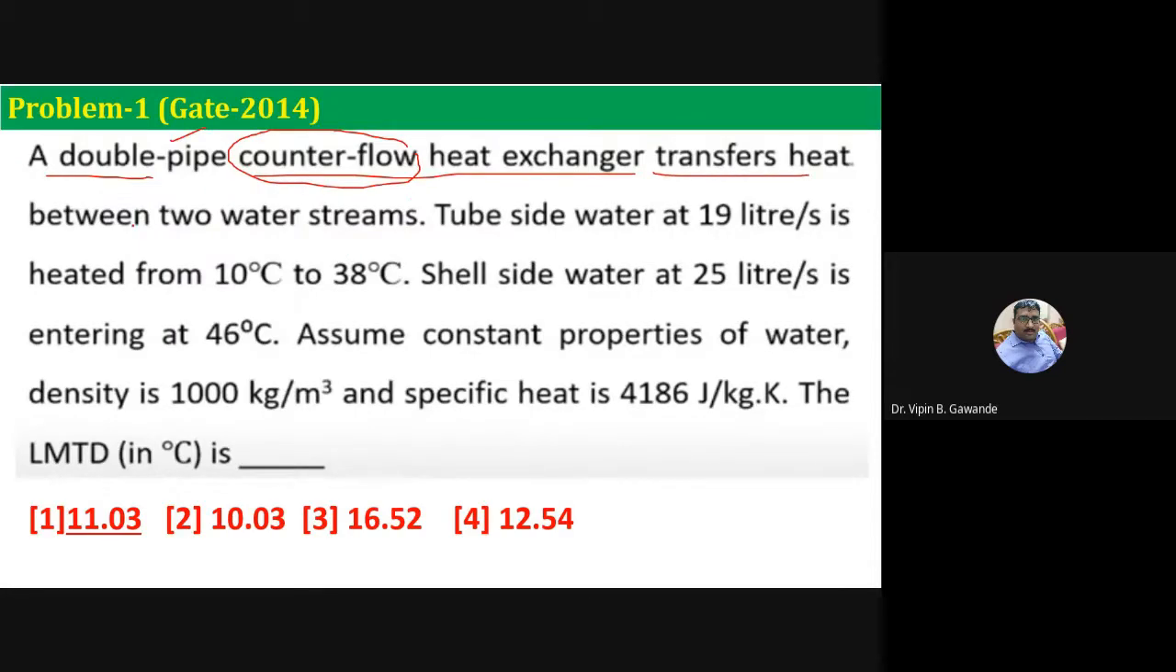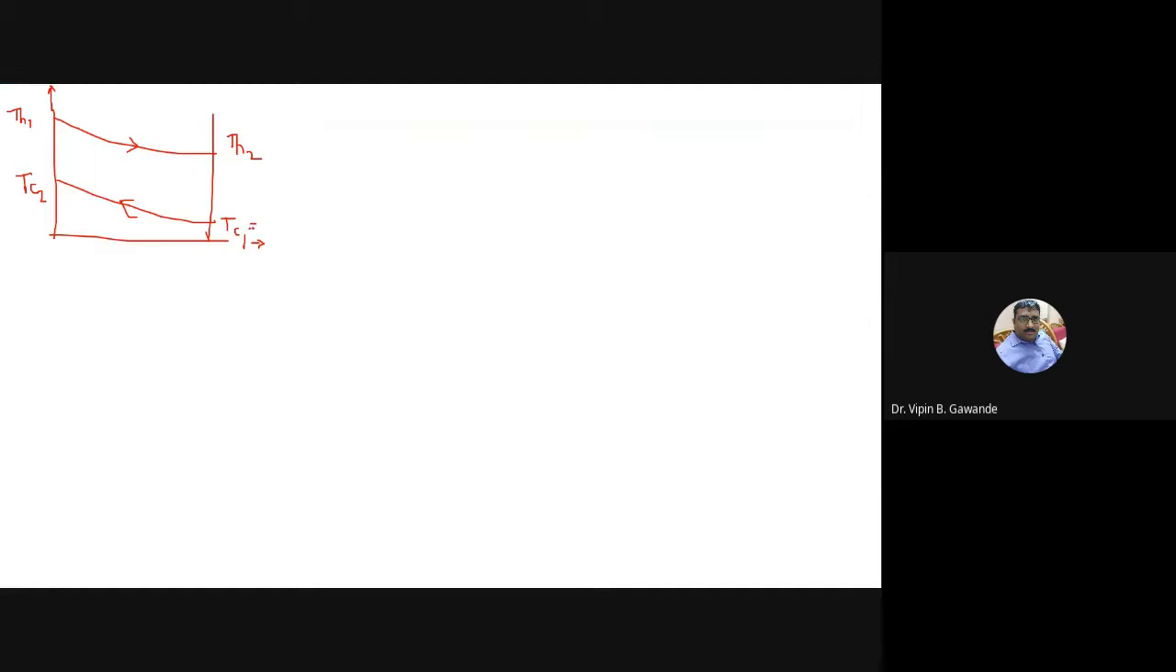Now we transfer heat between two water streams. Tube side water at 19 liter per second is heated from 10 degrees Celsius to 38 degrees Celsius. Now water is heating, so which water is heated? The temperature is increasing, so this is the cold fluid. It is increasing from 10 degrees Celsius to 38 degrees Celsius. So TC1 is 10 degrees Celsius, and TC2 is 38 degrees Celsius.